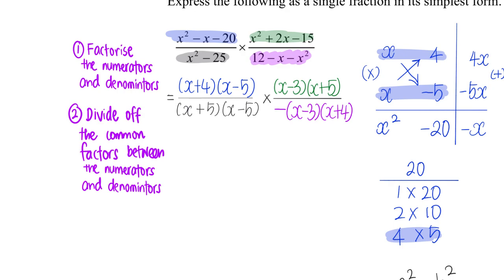So I saw that the x plus 4 will give me 1 over 1. x plus 5 will give me 1 over 1. x minus 3 will give me 1 over 1. x minus 5 will give me 1 over 1. And therefore, the final answer is 1 times 1 times 1 times 1 over 1 times 1 times 1 times 1 times negative 1. Final answer, negative 1.